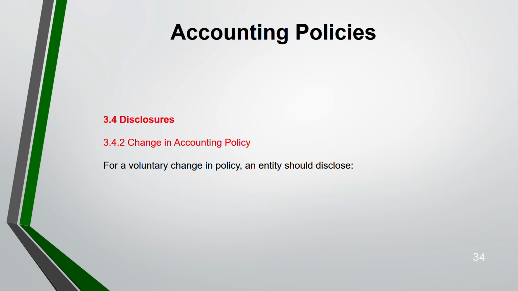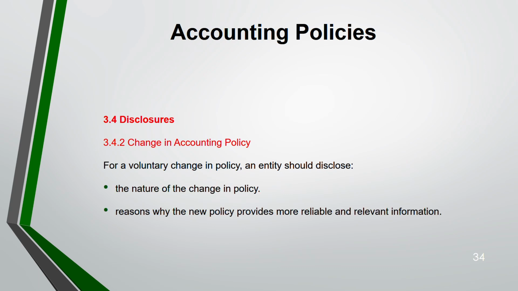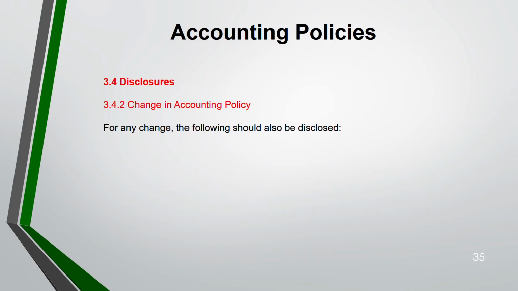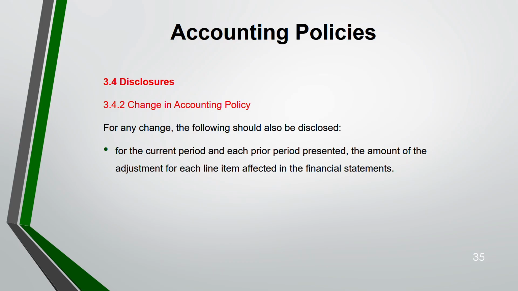Then, when it's a voluntary change, you have to disclose the nature of change in policy, reasons why new policy is giving more reliable and relevant information, and for any change, this has to be there for current period and each prior period that is presented. The amount of the adjustment for each line item that is affected in a financial statement. This we have just done now for stocks, inventory. Then amount of the adjustment relating to periods before those presented.